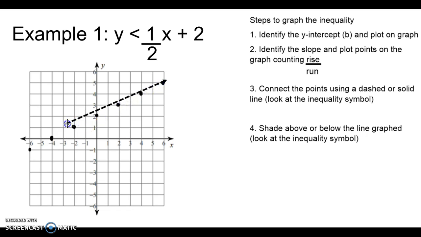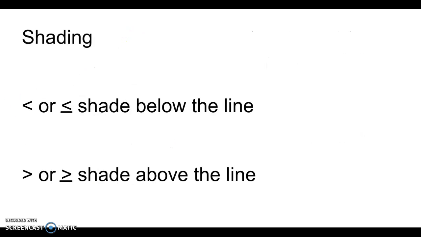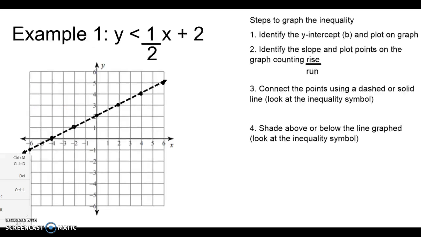Connected them with a dashed line, and I have arrows at either end of my line. The last step is to shade above or below the line. And I'm going to do this by looking back again at my notes, making note that this is my less than symbol. So looking back at my notes, it says to shade below the line. So here's my line right here, and I'm going to shade below it.